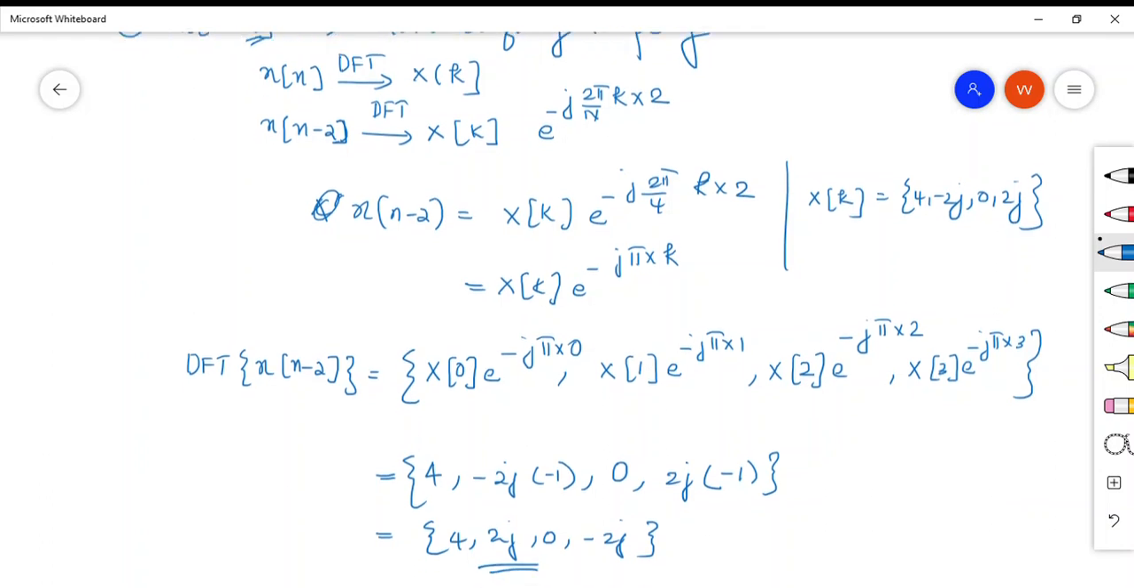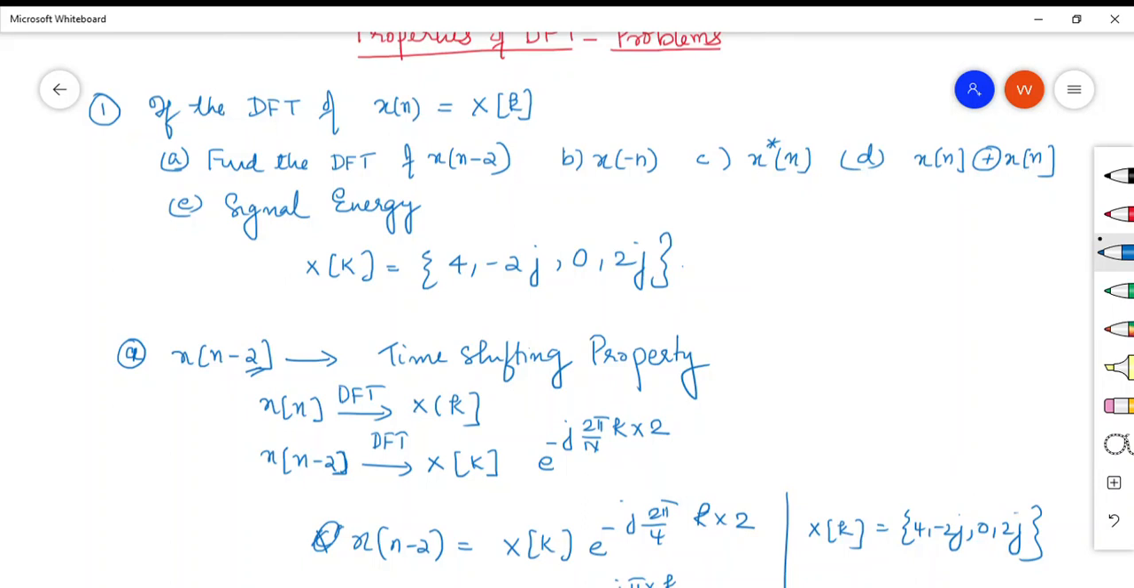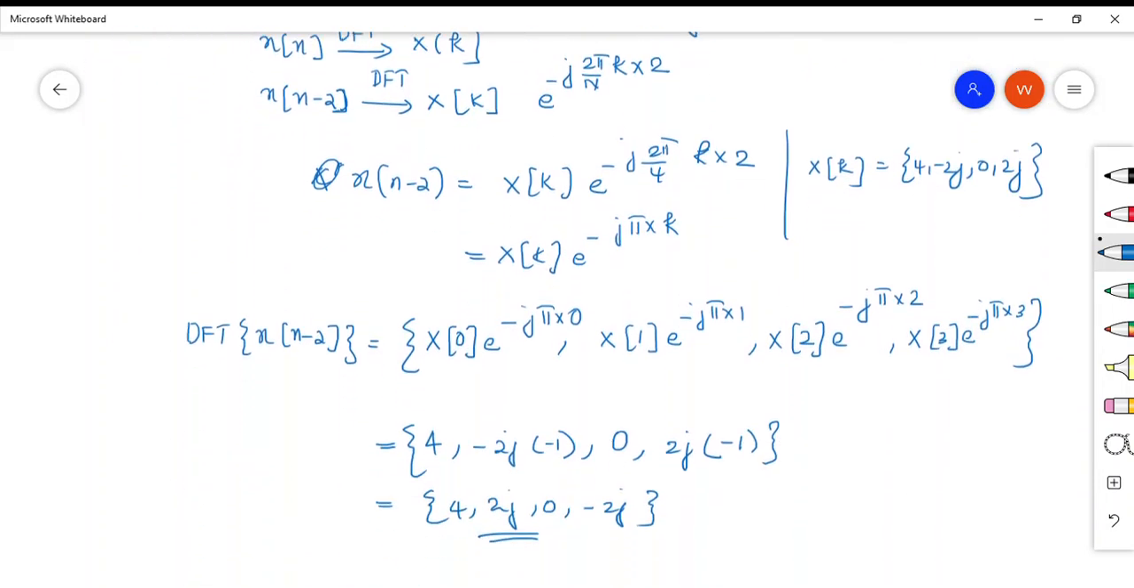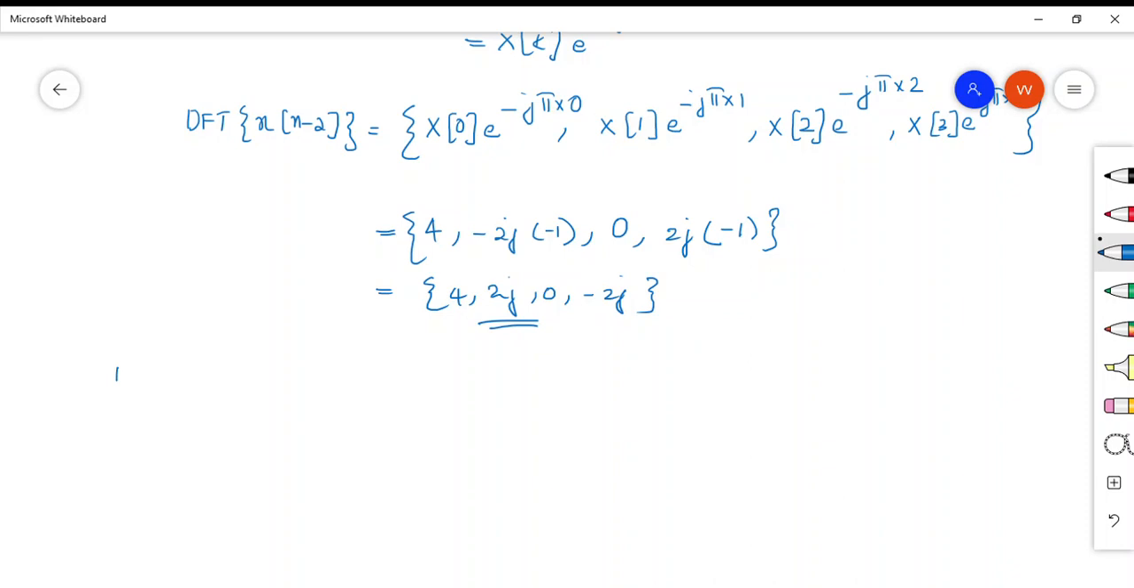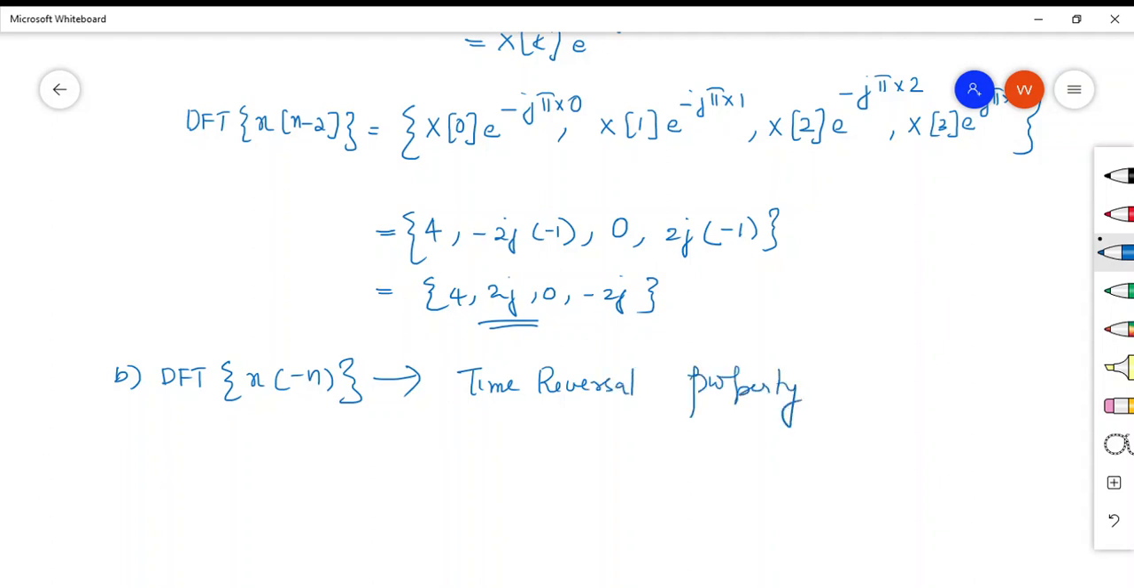Now second, what you have to find is the DFT of x of minus n. Now you can see x of minus n is coming. So what property do you have to apply? You have to apply the time reversal property. So you can write the DFT of x of minus n will be equal to X of minus k.